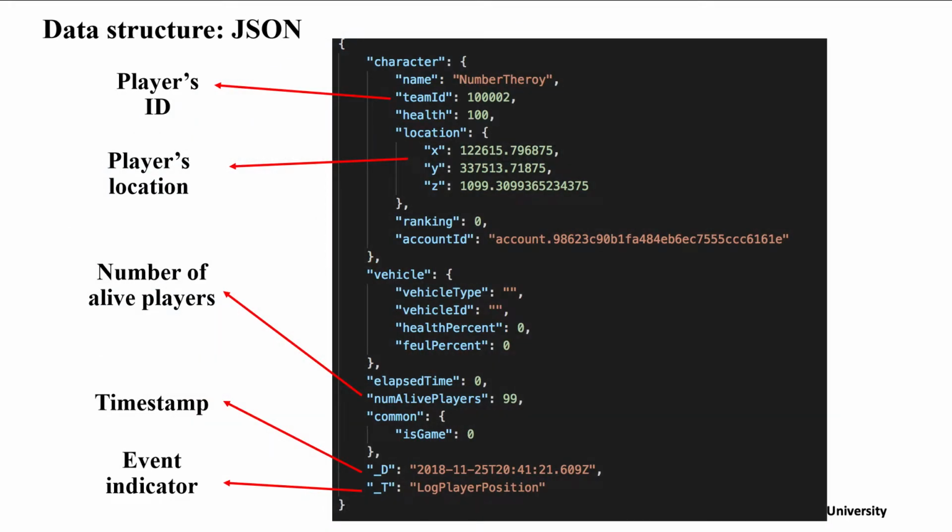Each piece of data in our dataset is in JSON format. This is an example of what we call telemetry data, and the telemetry data is an array of important events happening in a match. Each event has the _T attribute to indicate the event type, the _D attribute to indicate the event time, and other attributes describing the event.